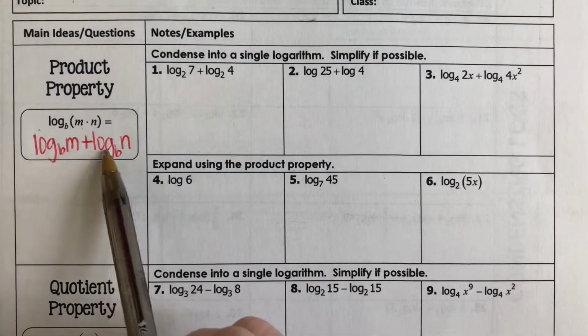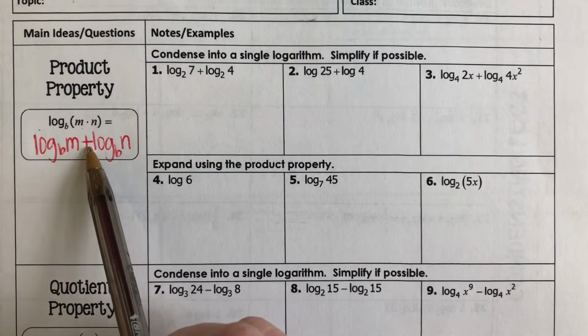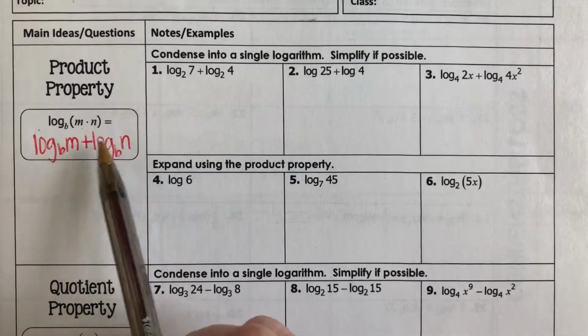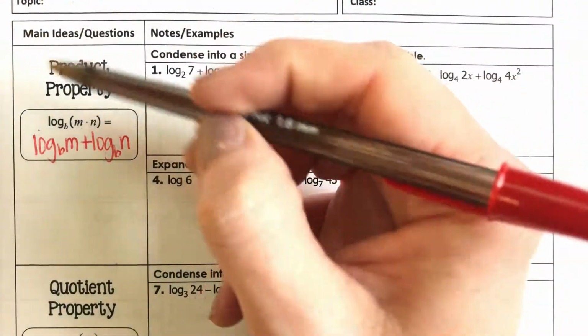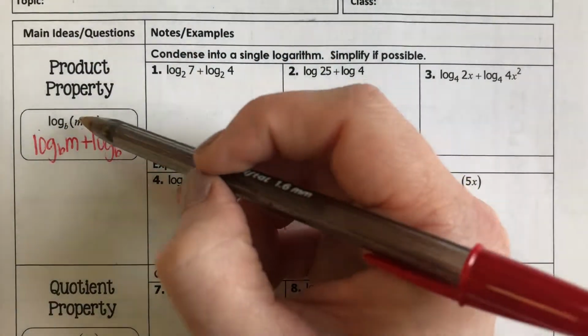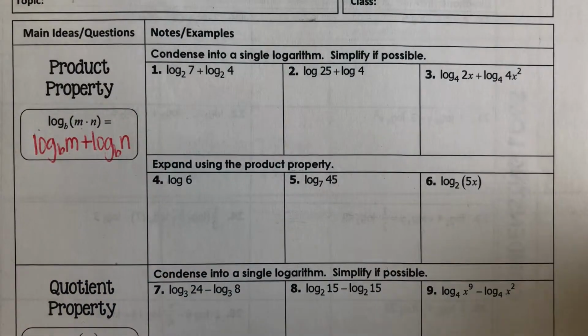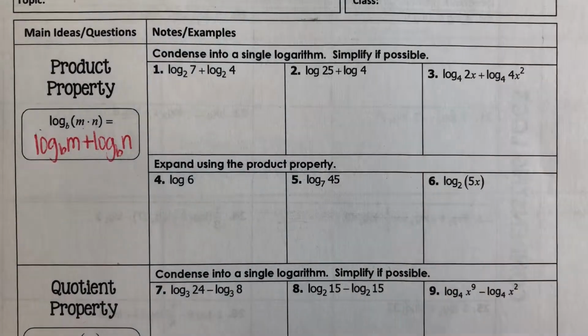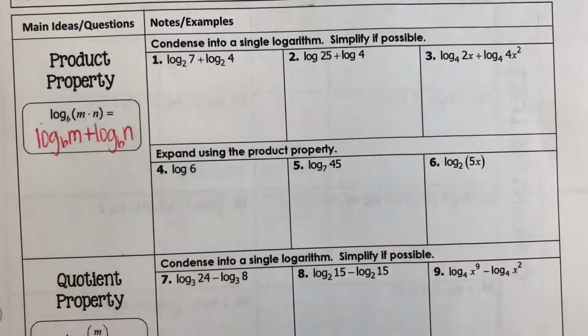If I'm given this expression to start with, then I can combine the two by multiplying the m and the n together. So I can go both ways. I can expand it, or I can do what we call condensing it. Expanding it means making it longer, and condensing it means putting it all together.